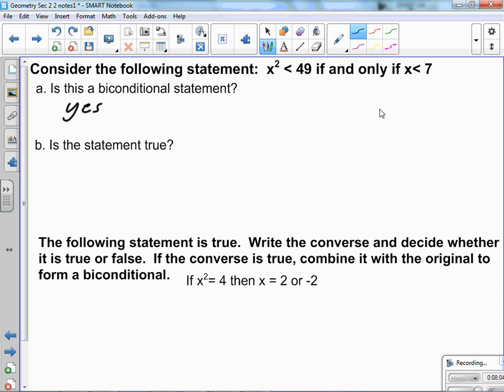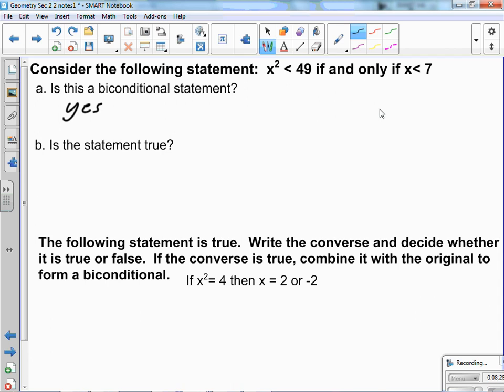So, in order to determine if it is true or not, we have to come up with a counterexample, or see if we can come up with a counterexample that would not fit there. So if x squared is less than 49, if and only if x is less than 7.